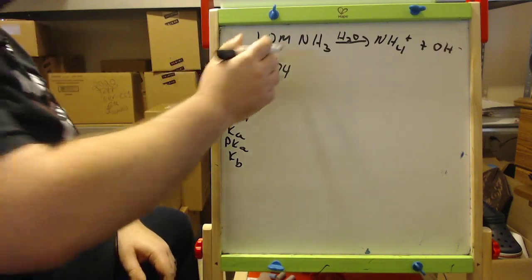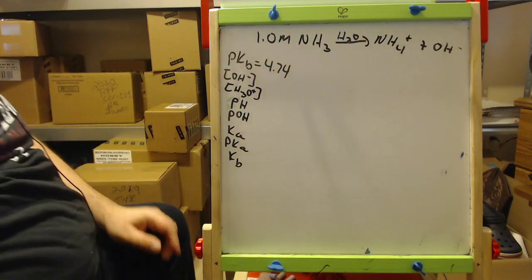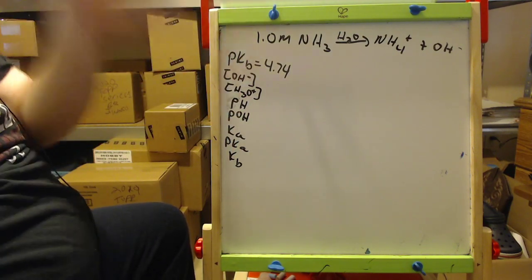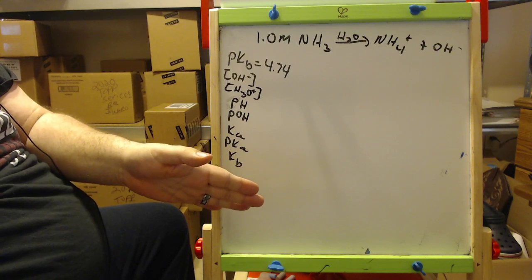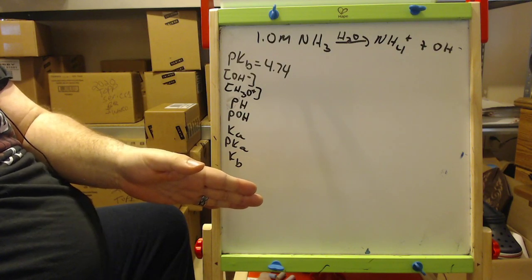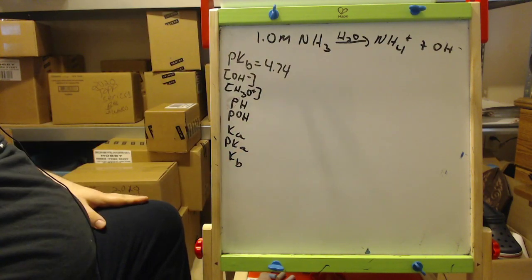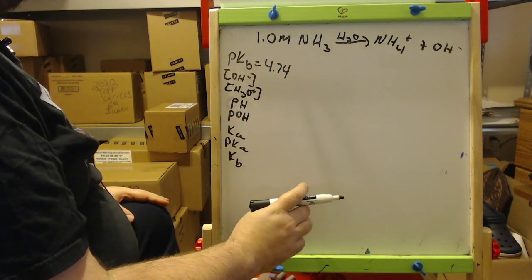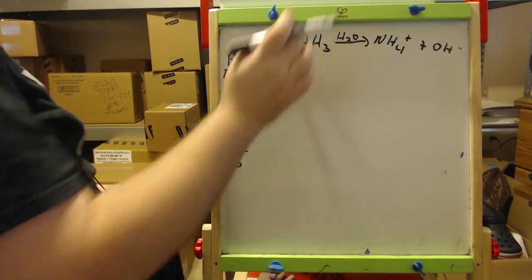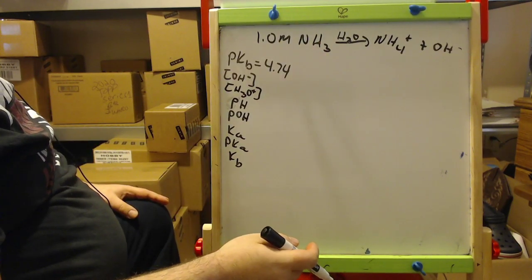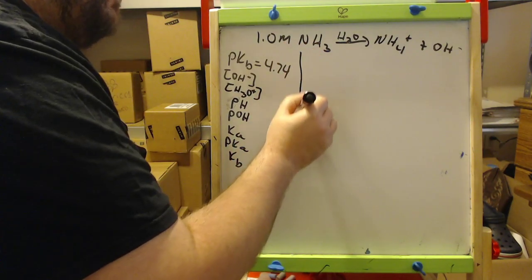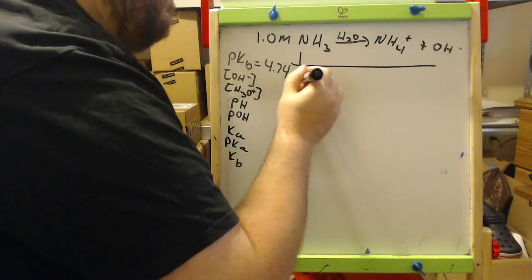So first thing is, I know it's a base, write out the balanced equation. If you don't write it out as a base, you're going to get the right numbers, but they're going to be for the wrong values. Okay? So, it's a base. It's not an acid. Nitrogen, that's ammonia up here. It's a weak base. So, in order to do this problem, I must do icebox.